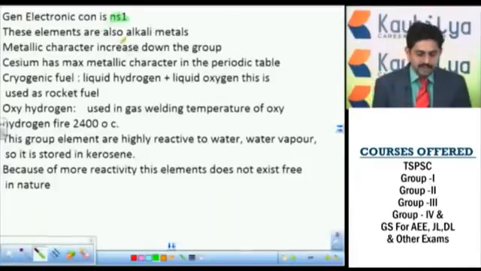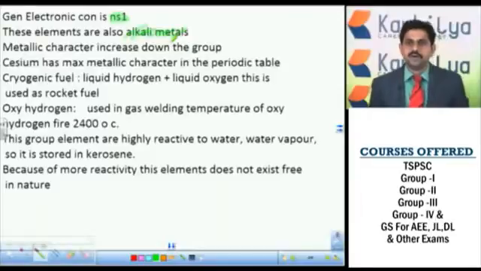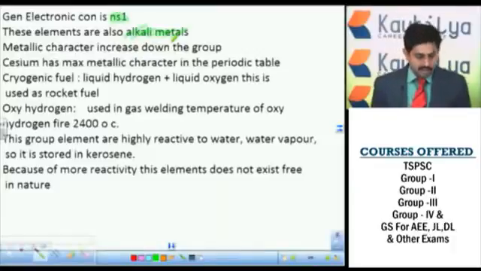These first group elements are called alkali metals. Why are they called alkali metals? Because most of these metals, when dissolved in water, form a basic solution, so they are called alkali metals. So first group elements are called alkali metals.